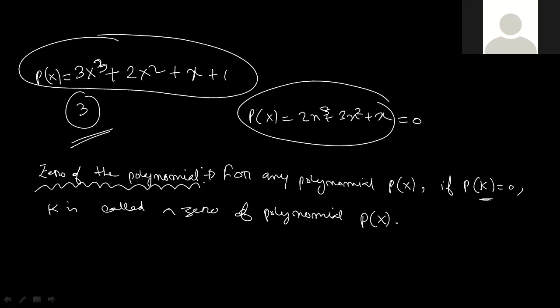Now see, the types of polynomial depend upon the degree. If the highest degree is 1, then it is known as a linear polynomial. If the highest degree is 2, it is known as a quadratic polynomial. If the highest degree is 3, it is known as a cubic polynomial. So the types of polynomial depend upon its degree.